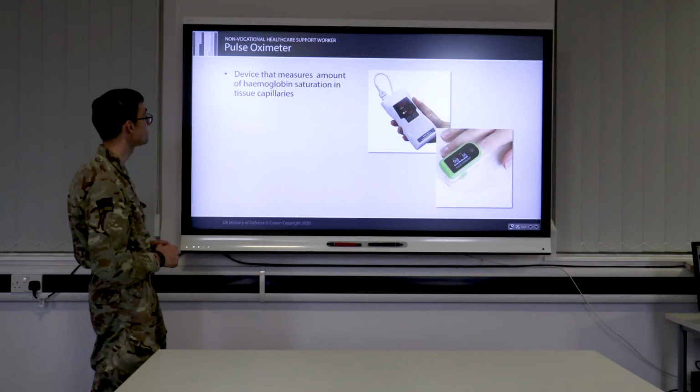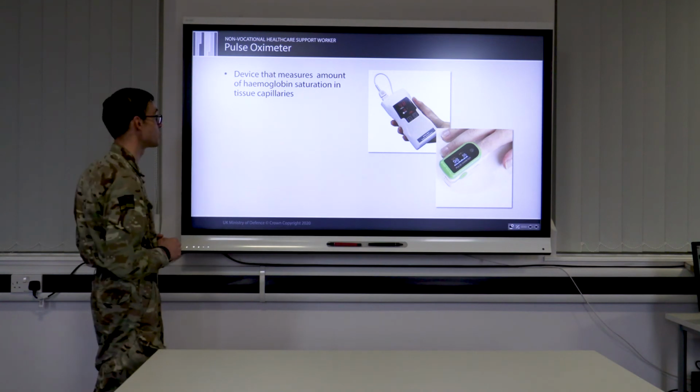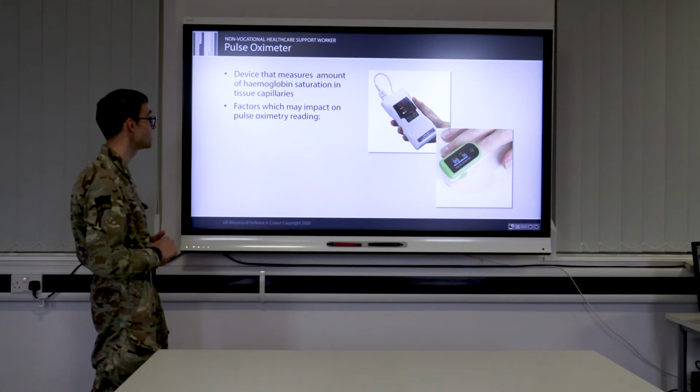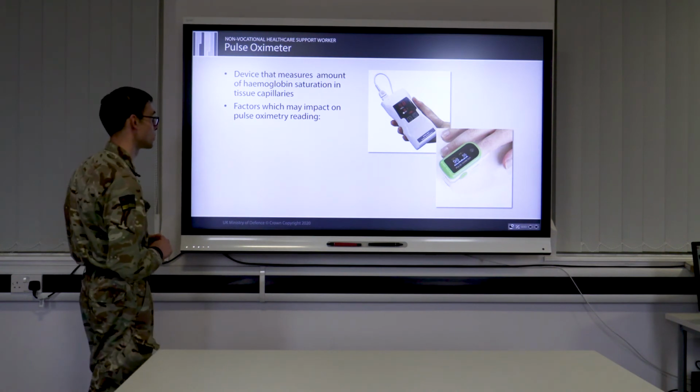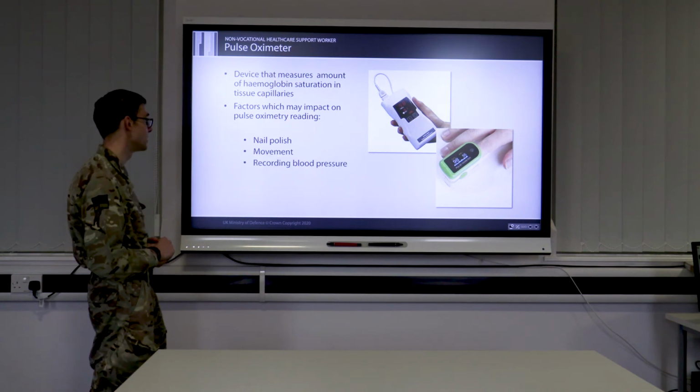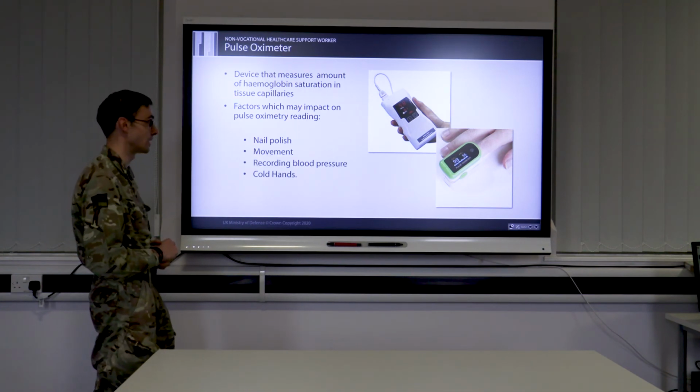Pulse oximeter. This measures the oxygen saturation levels in the blood. It's a device that measures the amount of haemoglobin saturation in tissue capillaries. Factors which may impact on pulse oximetry reading are nail polish, movement, recording blood pressure and cold hands.